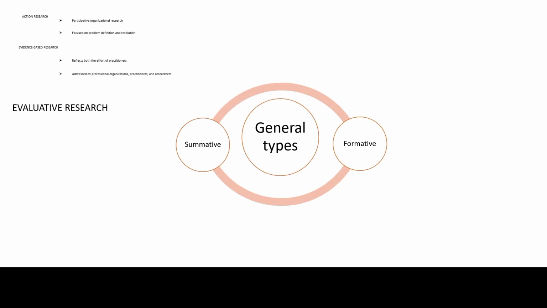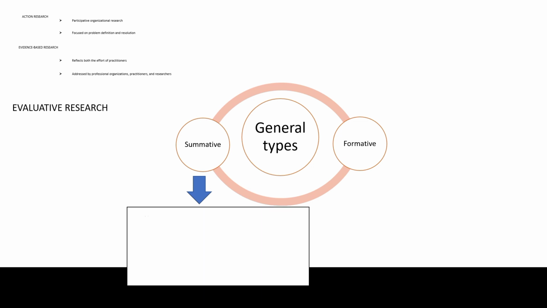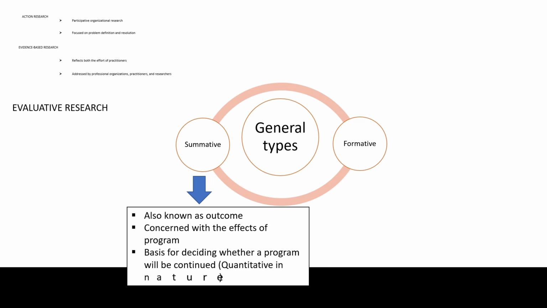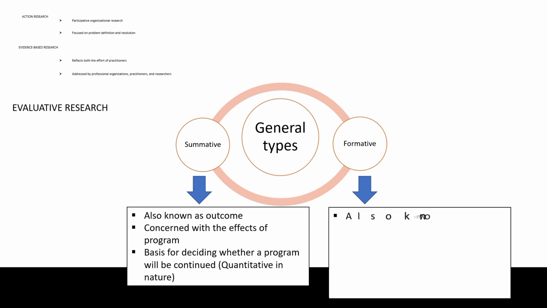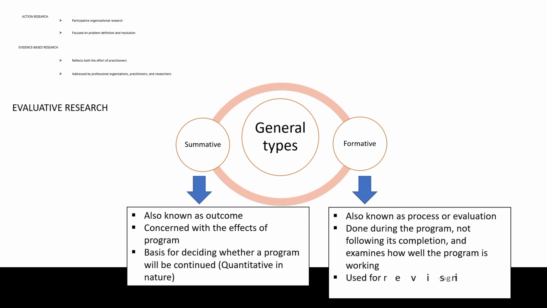There are two types of evaluative research. These are summative evaluation and formative evaluation. Summative or outcome research is concerned with the effects of a program. It tends to be quantitative in nature and often is used as the basis for deciding whether a program will be continued, while the formative or process evaluation, which is done during a program, not following its completion, examines how well the program is working. It is often more qualitative and frequently is used for revising and improving programs.